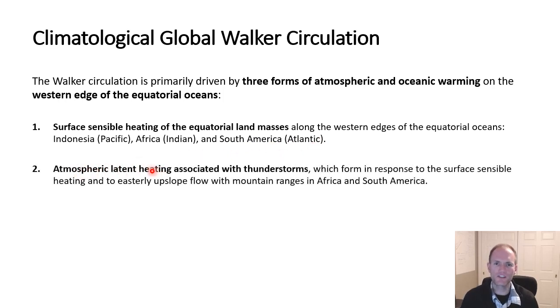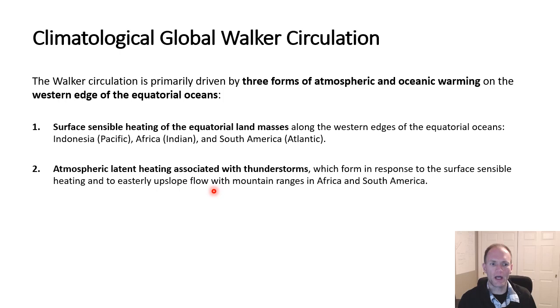We also have atmospheric latent warming, latent heating more generally, associated with thunderstorms. So these thunderstorms form in those landmass regions preferentially because that is where it is relatively warm. So you get relative warmth in a very moist, moisture-rich environment with low-level easterly trade winds converging from the ocean toward the land, and that's a rich environment to promote thunderstorm development.